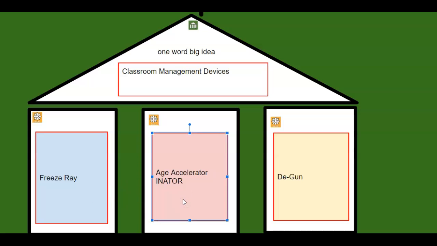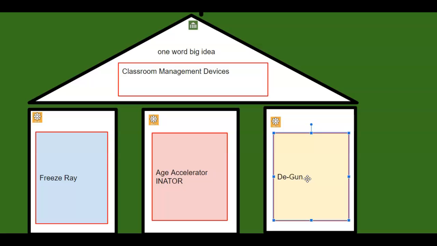The second paragraph, the whole paragraph is going to be about the age accelerator inator. I'm no longer going to talk about the freeze ray in this paragraph because each paragraph needs to tightly contain one idea, and you need to elaborate enough on that idea that your reader feels like you fully explored the idea. The last paragraph will be about the D-Gun, and that paragraph will fully explore the idea of the D-Gun. Okay? You don't want to talk about your freeze ray in your D-Gun paragraph. You don't want to talk about your age accelerator inator in your D-Gun paragraph.